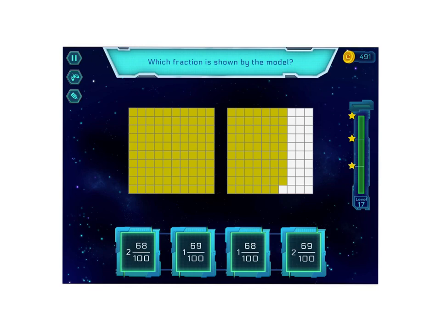And one more example here, they colored in 1 whole. And let's see, 10, 20, 30, 40, 50, 60, 9 out of 100. So the mixed number that represents this is 1 whole and 69 hundredths. As a decimal, remember, it would look like 1 and 69 hundredths, or $1.69. We're looking for the mixed number, but there's the equivalent decimal.